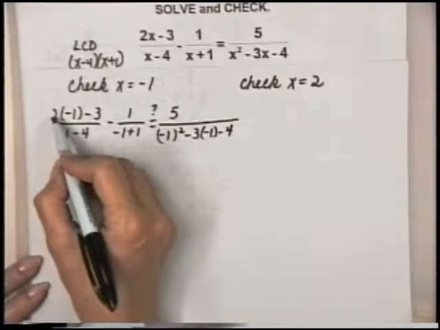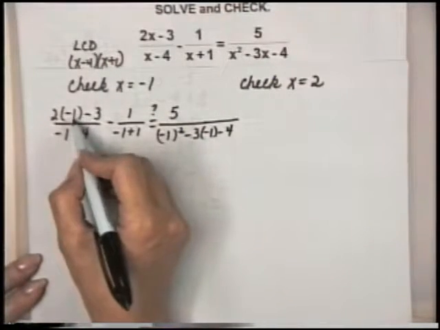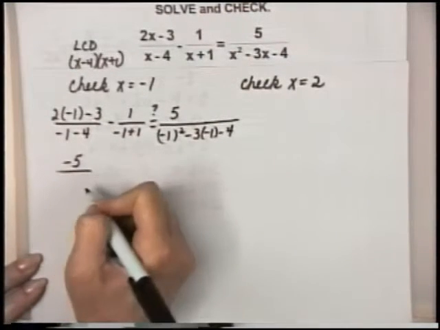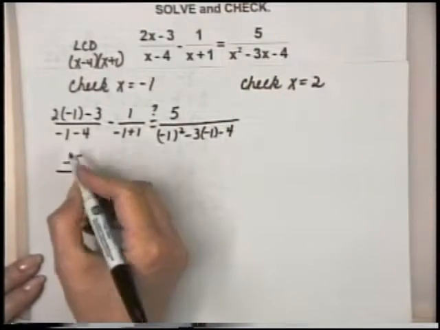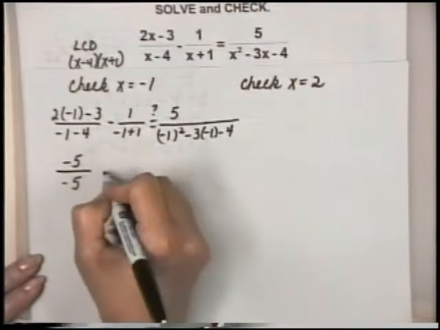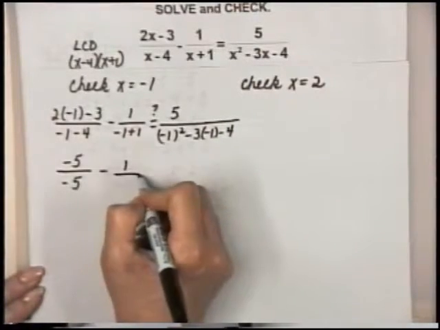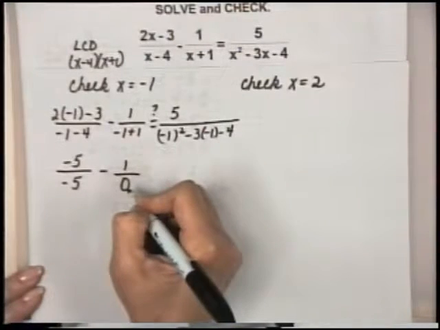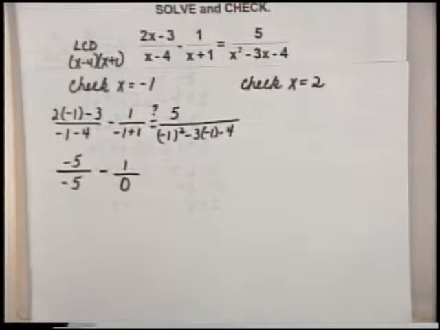Let's work with the left. For this first fraction, I have 2 times -1, which is -2. -2 subtract 3 will give me a -5 in the numerator. In the denominator, -1 subtract 4 will give me -5. For my second fraction, I have 1 over -1 plus 1, which is 0. Notice, once again, division by 0.